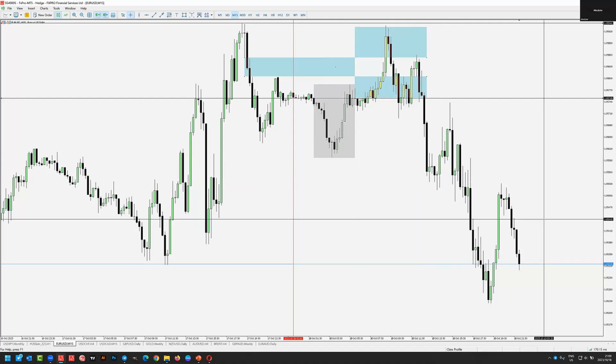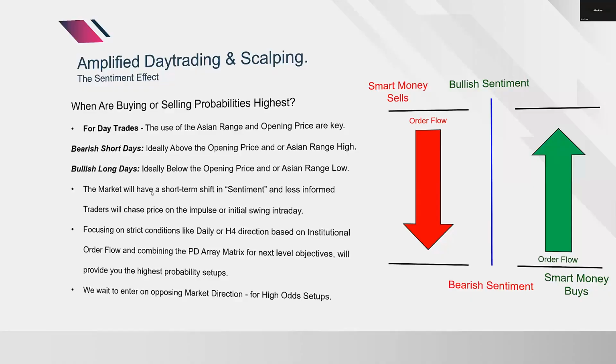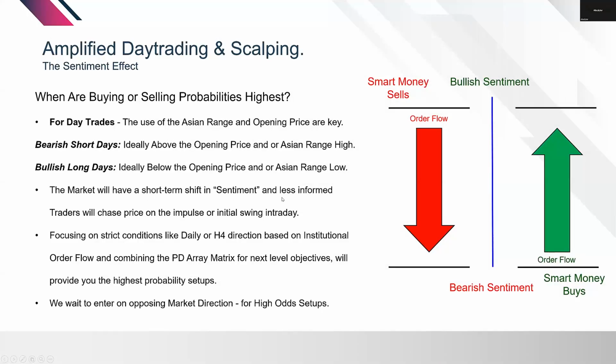By the end of the day, those people are already crying. You see, they've lost. So the market will have a short-term shift in sentiment, and less informed traders will chase price on the impulse or initial swing intraday, focusing on strict conditions like daily or H4 directional based institutional order flow, and combining PDRA matrix for next level objectives will provide you with highest probability setups. This is basically you focusing on what the daily or H4 direction is, right? USD CAD, we saw that the directional bias is bullish. Euro USD, directional bias for the daily chart is bearish, right?